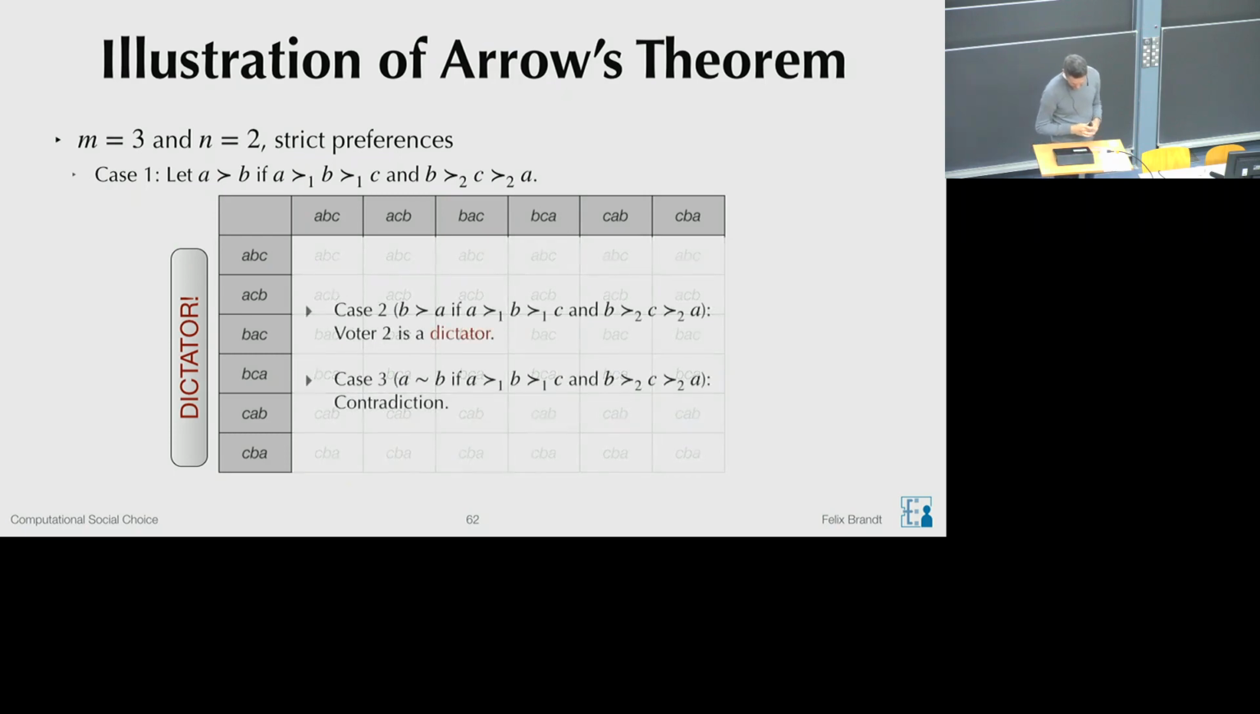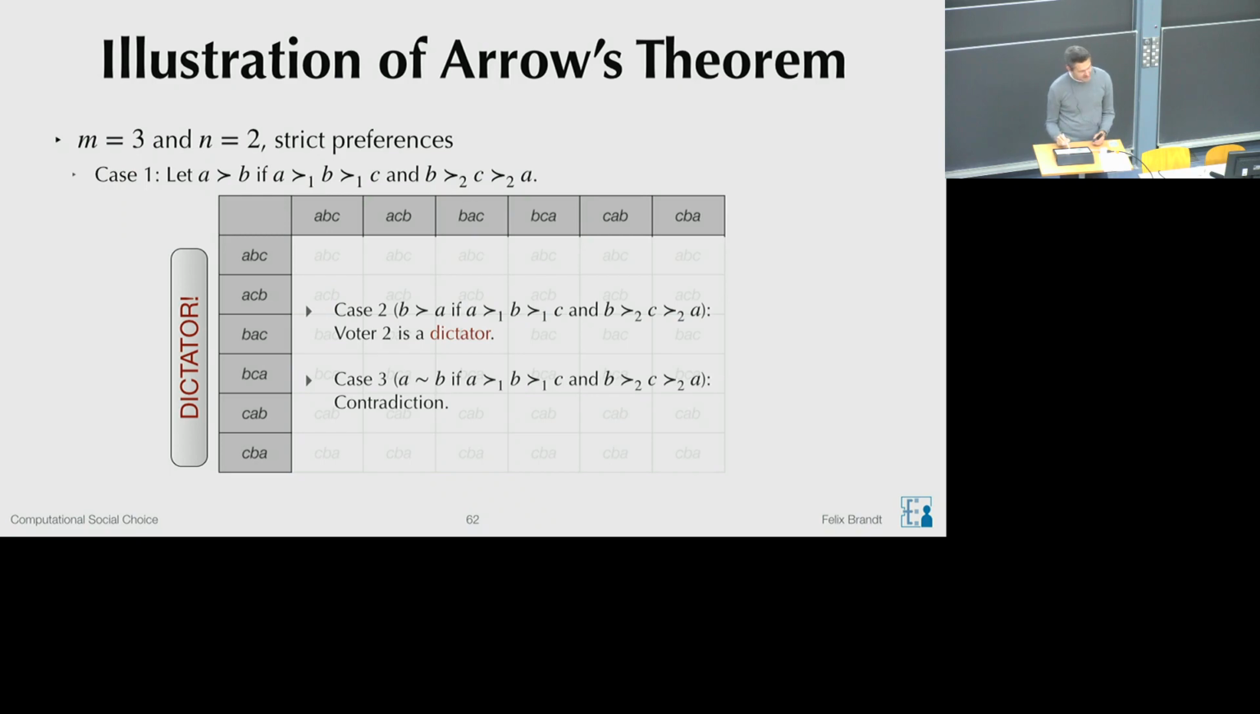So there was one profile, I think it was this one here, where we assumed A is collectively preferred to B. So the 2 remaining cases are B is collectively preferred to A. If we do this, we can do a very similar analysis. It's almost analogous, and then voter 2 is a dictator. Okay, again, if you have too much time at your hands, you can do this at home, and then you will get a table where just all the columns are exactly the same.